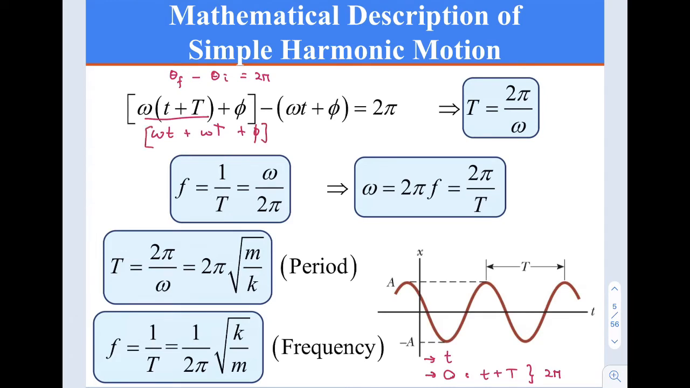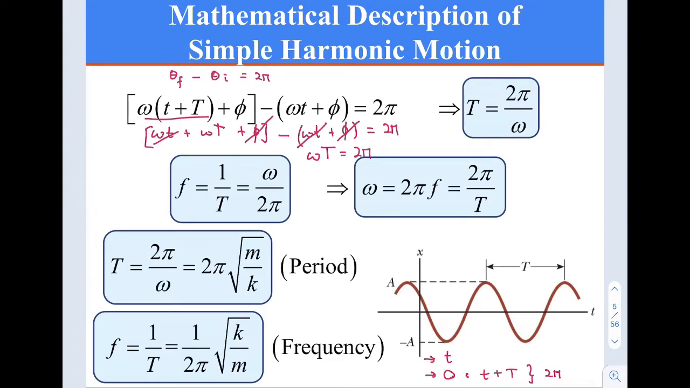This is your theta final. Your theta initial is omega T plus phi. Right, the difference must equal 2 pi. So if you have it here, the omega T will be cancelled with this one, and the phi is also going to be cancelled with this one. So you are only left with omega capital T equivalent to 2 pi.